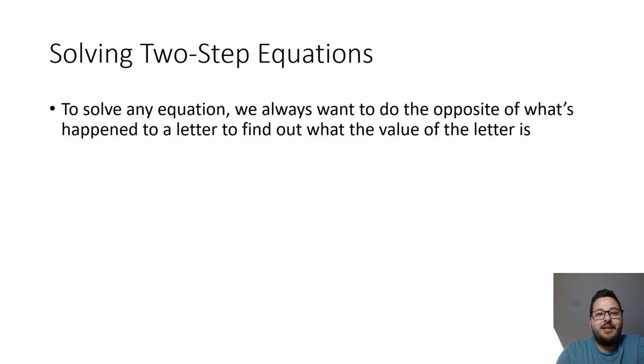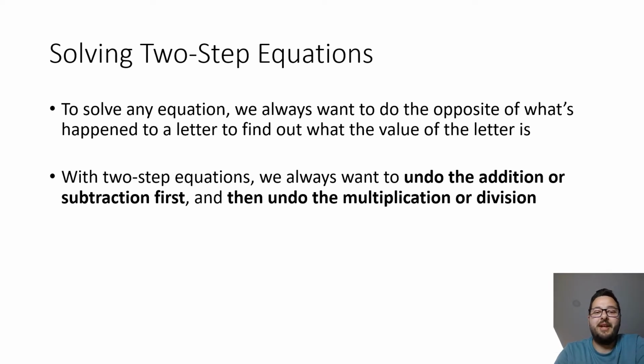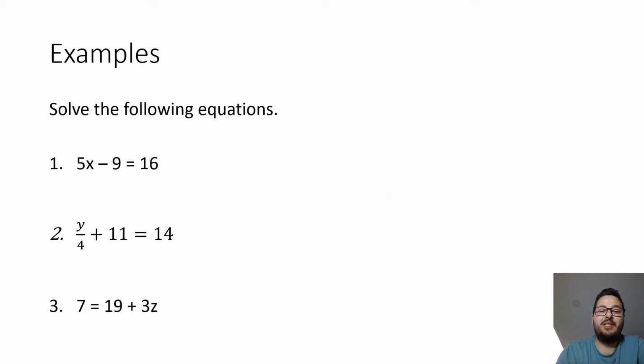Okay, so solving two-step equations, we always want to do the opposite of what's happening to find out what the letter was originally. And with two-step equations, these are ones where it'll always look like either 3x with something plus something, or something divided, or x divided by something plus or minus something. So you'll get the idea of what they look like. So you always want to do the addition or subtraction first and then the multiplication or division. And we'll show you that in a couple of examples.